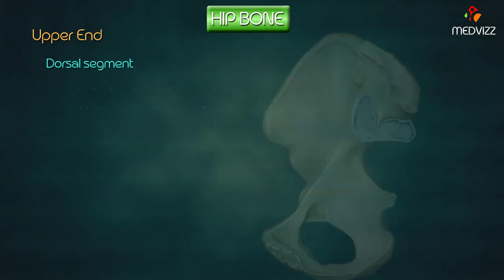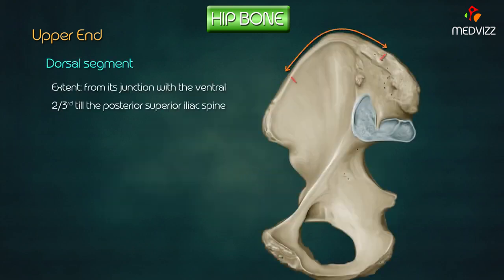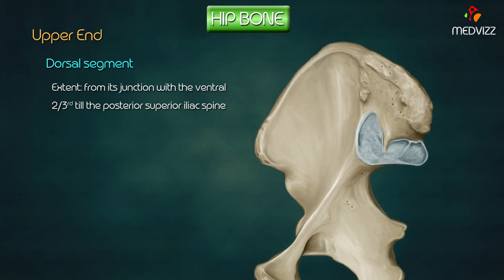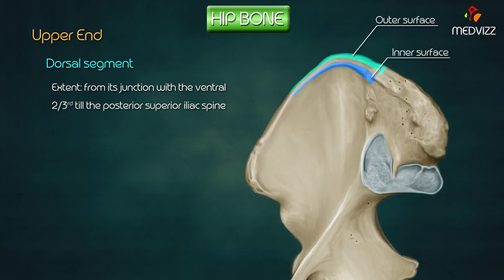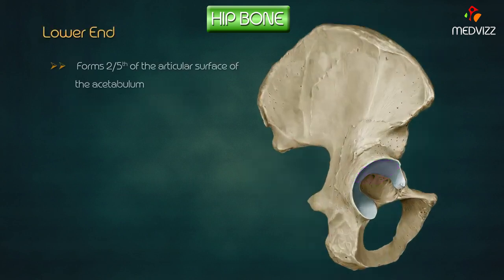Dorsal segment. It extends from its junction with the ventral 2/3 till the posterior superior iliac spine. It presents an inner and outer surface separated by a ridge. Lower end. It is smaller and forms about 2/5 of the articular surface of the acetabulum.